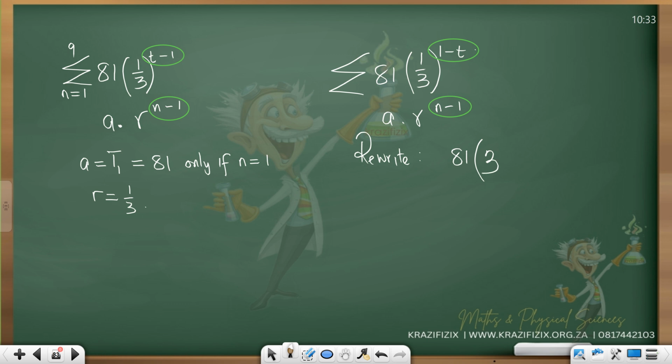This can be written as 3 to the power negative 1, 1 minus T. This becomes 81. Let's multiply this negative 1 out. Negative 1 times negative T is T. Negative 1 times 1 would be what? Now, check this. Do you notice in this case, my R is 3? I don't know if you see the difference there.